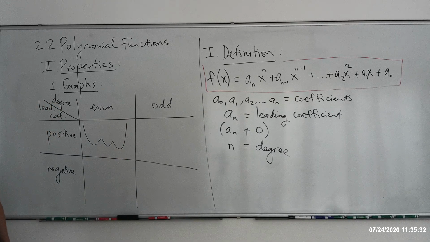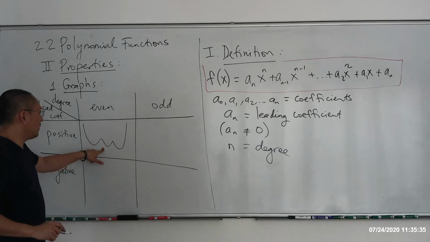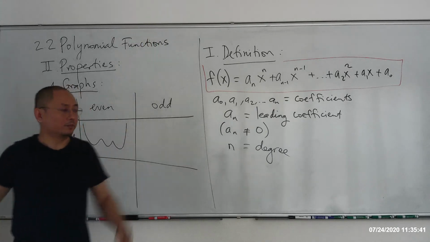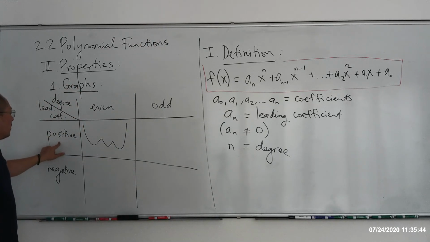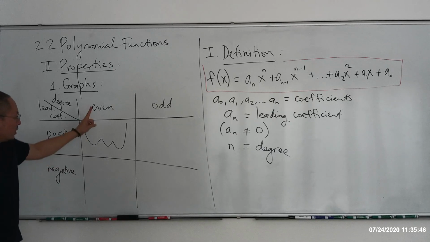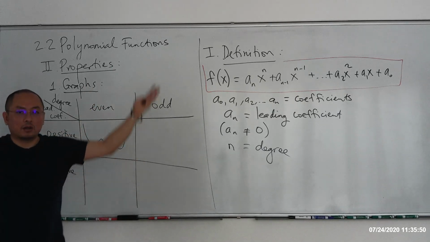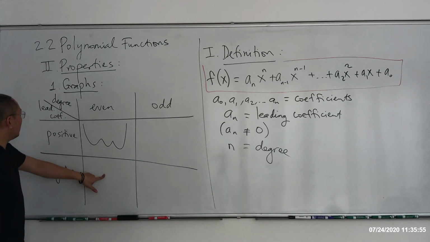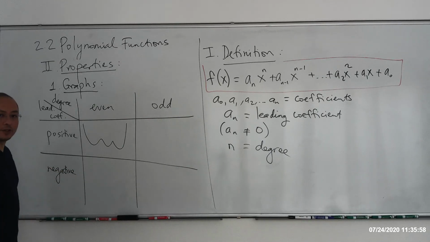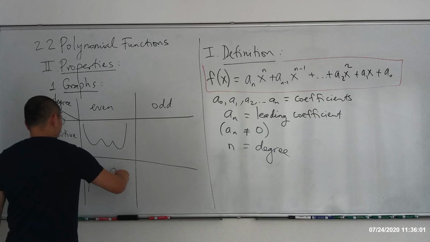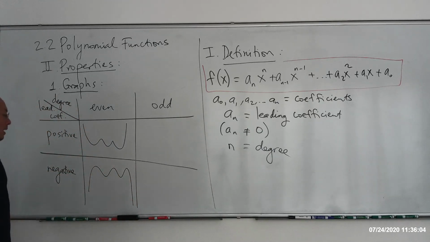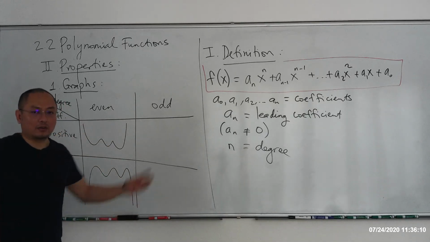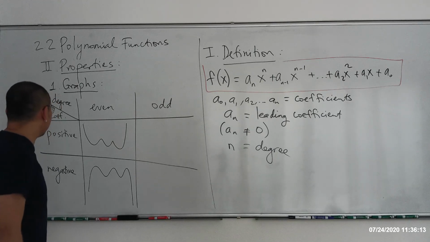Could be wiggling a little in the middle, but eventually at the ending behavior on both sides, left and right, the graph tends to go up. So a positive leading coefficient tells you what? The graph tends to go up. Even means both ends go in the same direction. And similarly, what if you have even degree but negative leading coefficient? The graph is going to be upside down, same shape, just flipped. So a negative leading coefficient tells you the graph tends to go downward. Even degree, both ends will be in the same direction.